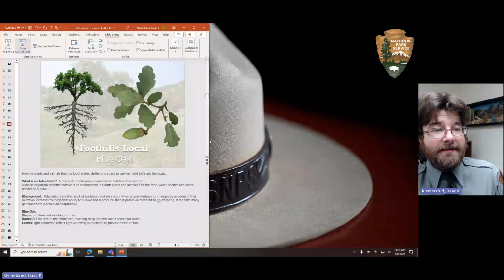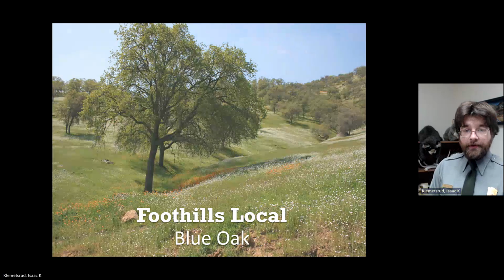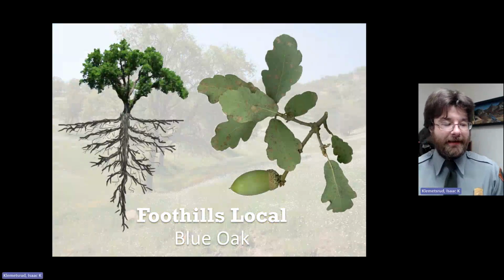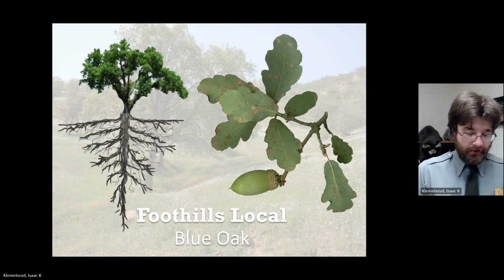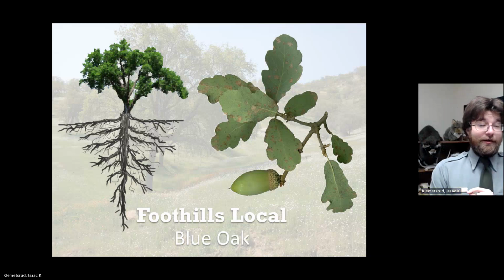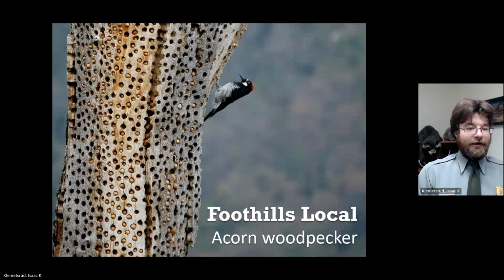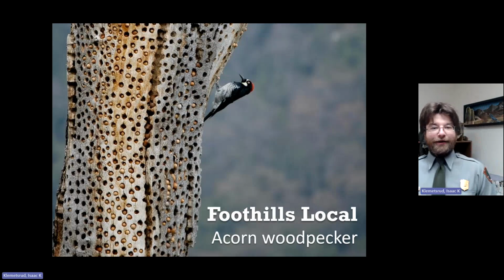Now, something also cool about those leaves is not only do they have those spines, but they're actually pretty waxy too. And the reason why they're waxy is the same as why they're a lighter color. It's because it helps reflect some of the sunlight that they receive during the summer. Now, our animal for the foothills is also pretty cool and has some pretty cool adaptations. We're going to talk about the acorn woodpecker.